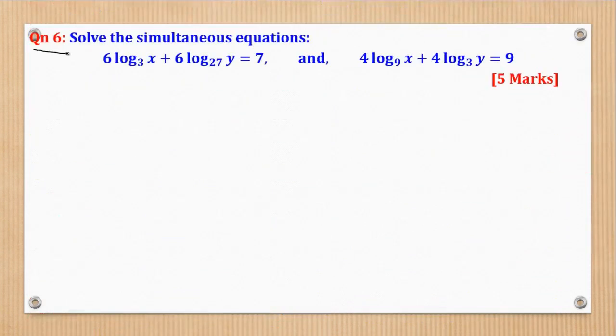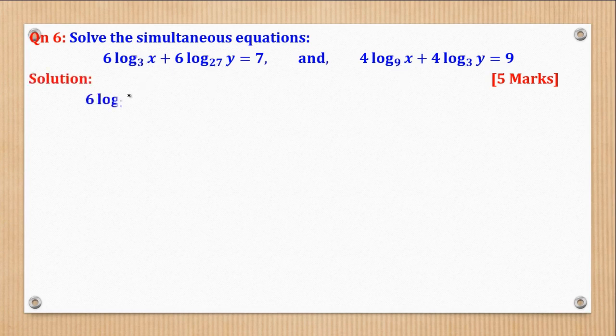Then question 6 says solve the simultaneous equations, this and that. For one, you should realize that all these equations have different logarithm bases, so you have to change them to a common base. Which common base should you choose, because there is base 3, base 27, and base 9? Always, of the 3 bases, you look at the one which is smallest. So 3, 27, and 9, 3 is the smallest.